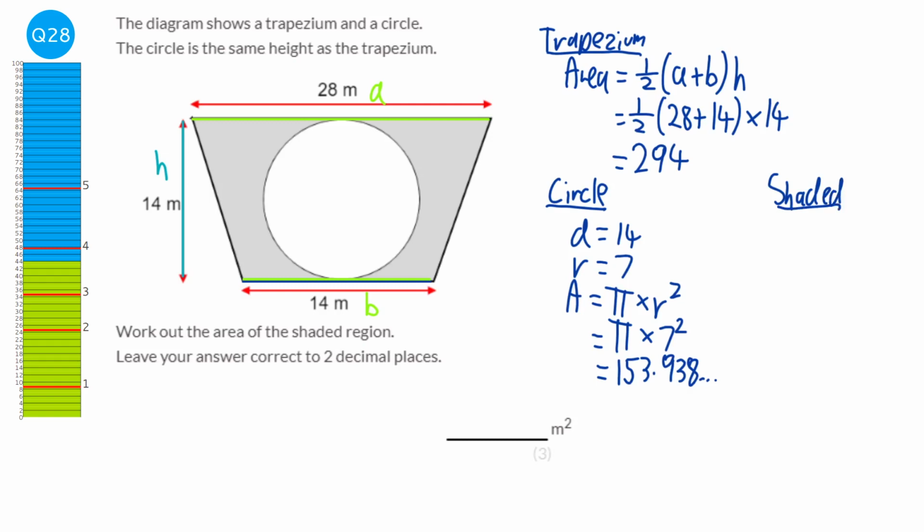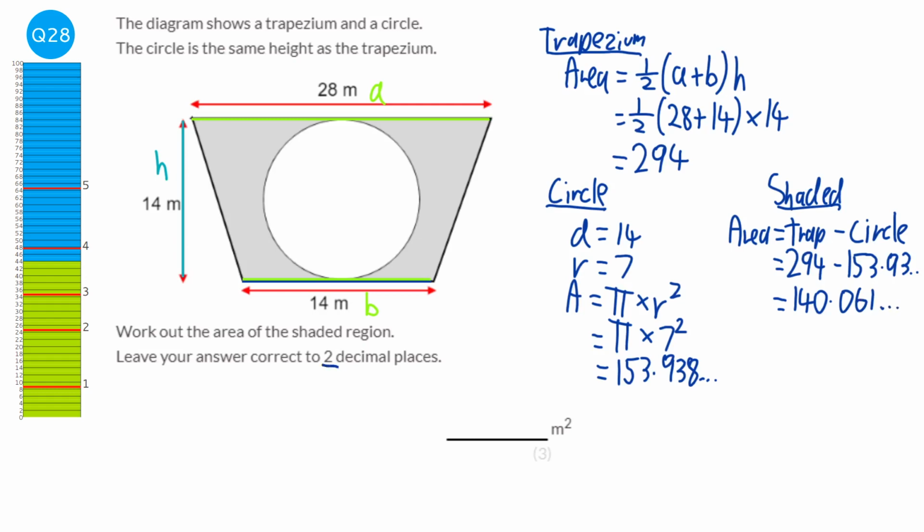and it says we want to work out the area of the shaded region. So the area will be the total area, which will be the trapezium, take away the area that we don't want, which is this bit here, which will be the circle. So the trapezium's 294, the circle's 153.93... And when you do that, you get 140.061... It says it wants it to 2 decimal places, so it would be 140.06.